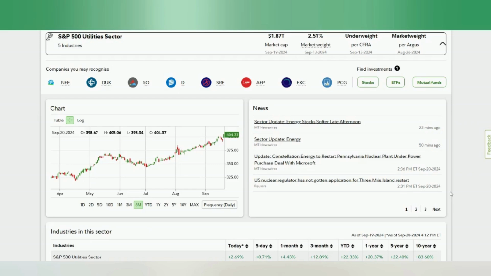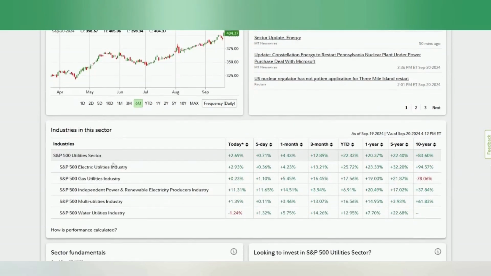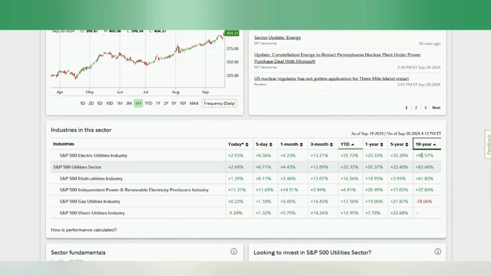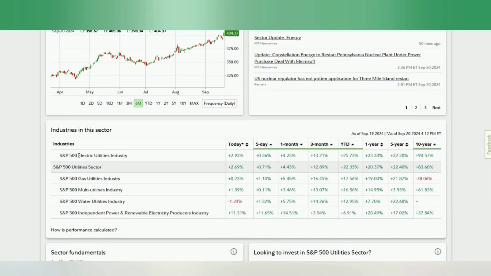And inside of here, you might notice that there's actually a few different industries inside the sector: electric, gas, independent power and renewable, multi-utilities, and water. And so here you might start to sort for what has performed over the last 10 years. Looks like electricity. What about year to date? Electricity again. And so let's say you decided, okay, I want to pick one stock from the electricity utilities industry to take a look at and maybe put some additional funds in just over the next few months.